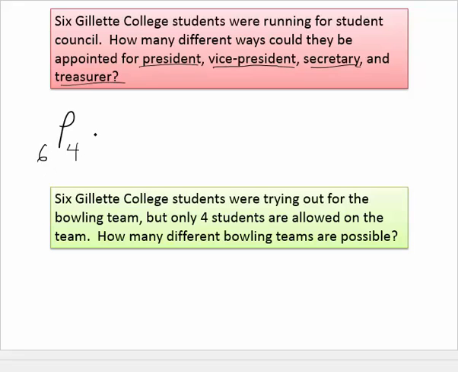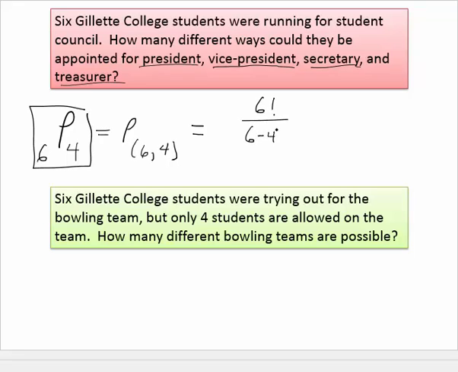So we could either say 6P4 or P64. You see it different in different textbooks. I believe our textbooks use this notation, but I'm not positive. Either way, all you're going to do is this. The formula says to put 6 factorial on top and 6 minus 4 factorial on the bottom.